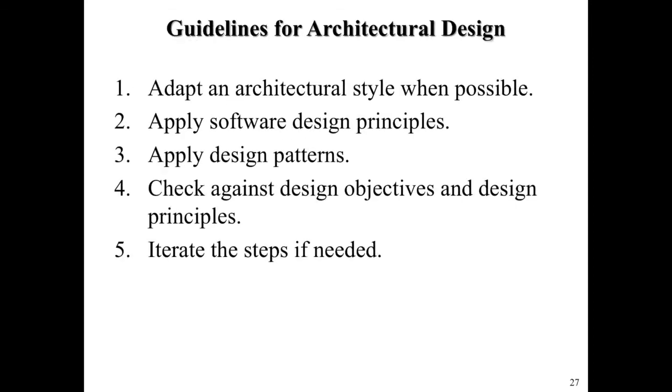Here are some overall guidelines for your architectural design: you should try to adopt an architectural style. Whenever it is possible, use an existing architectural style instead of trying to make something new. My advice is to use an existing one and make changes in existing styles. Always try to apply software design principles. Try to apply software design patterns wherever possible, because these are existing solutions to a lot of problems. If you are using patterns, you will be secure and safe from a lot of future problems.